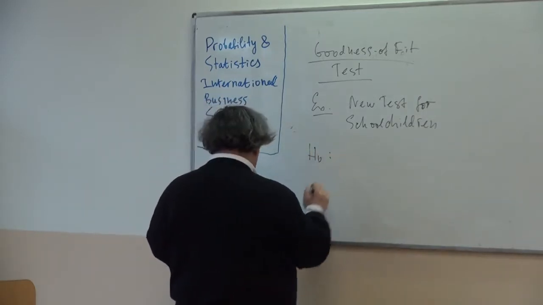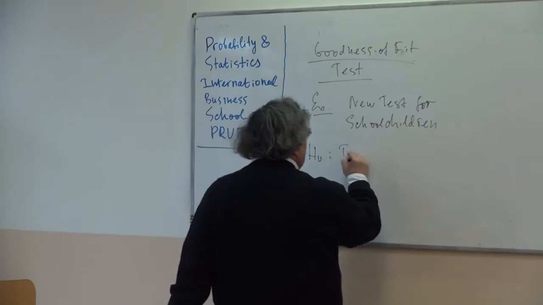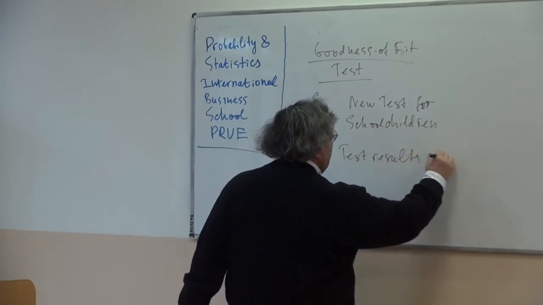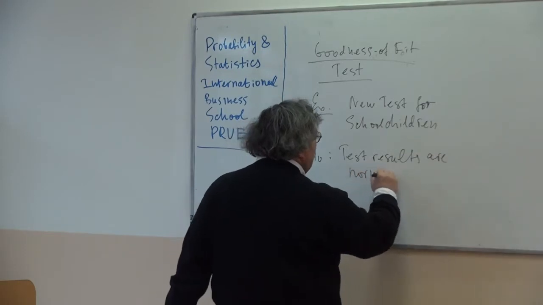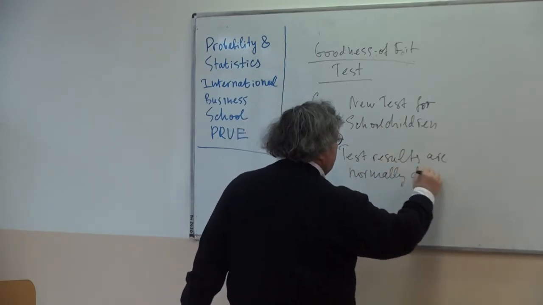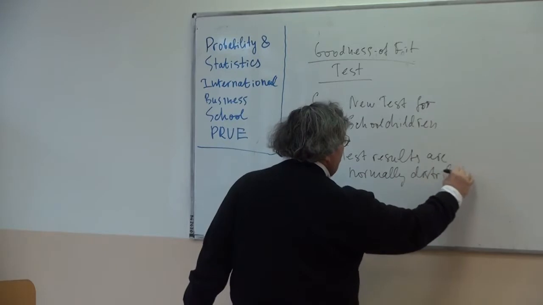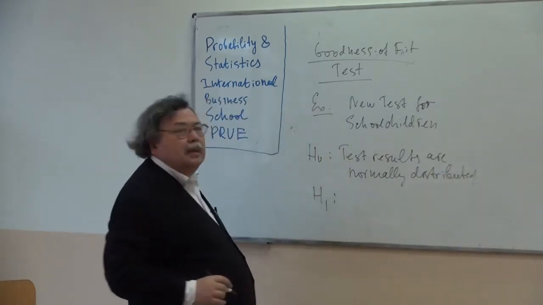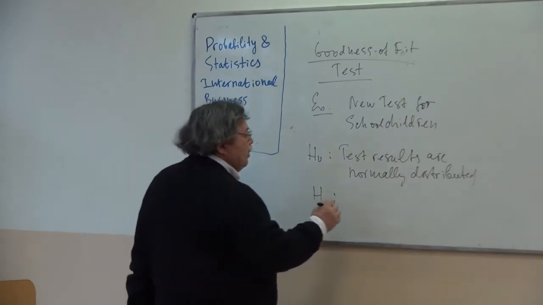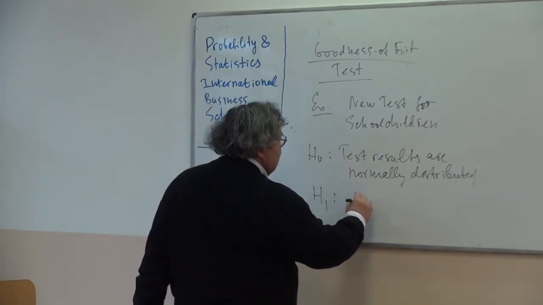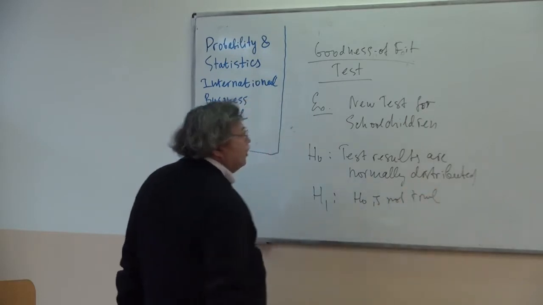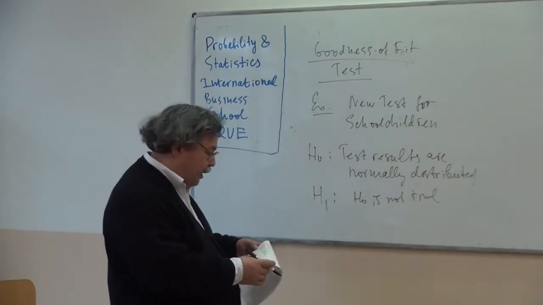H0: test results are normally distributed. Okay. And H1 is just a negation of this. H0 is not true. Test results are not normally distributed.